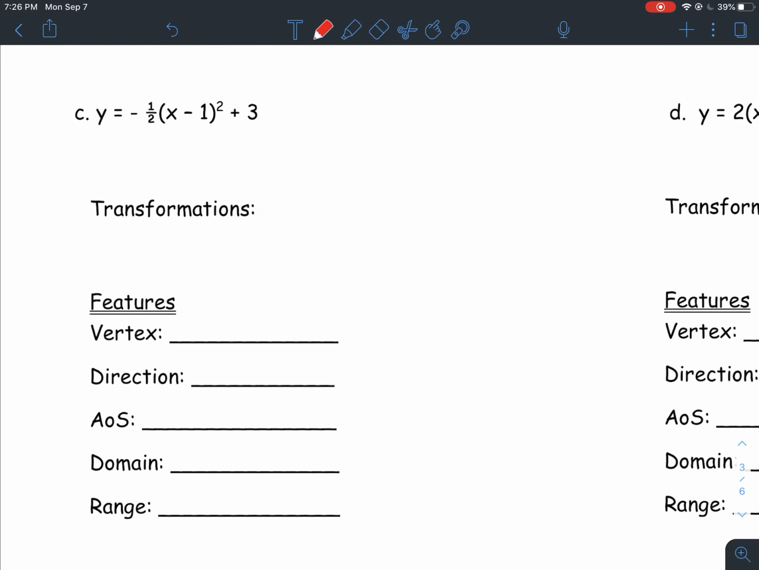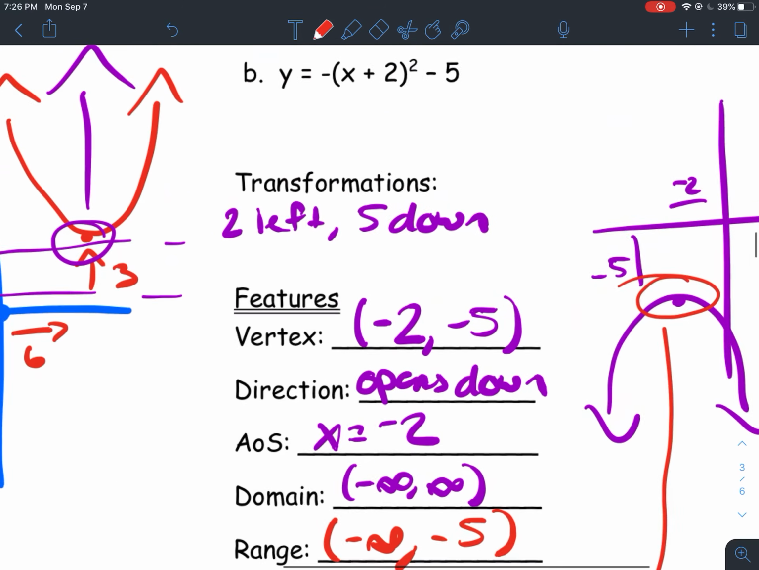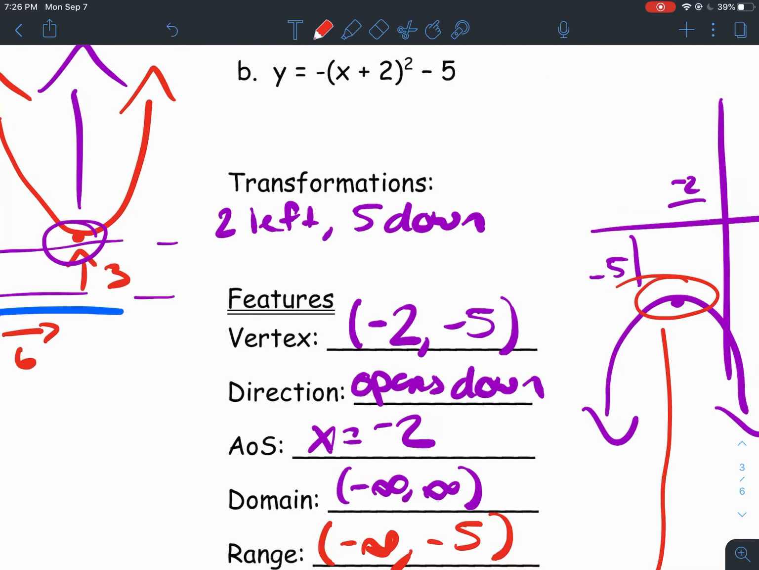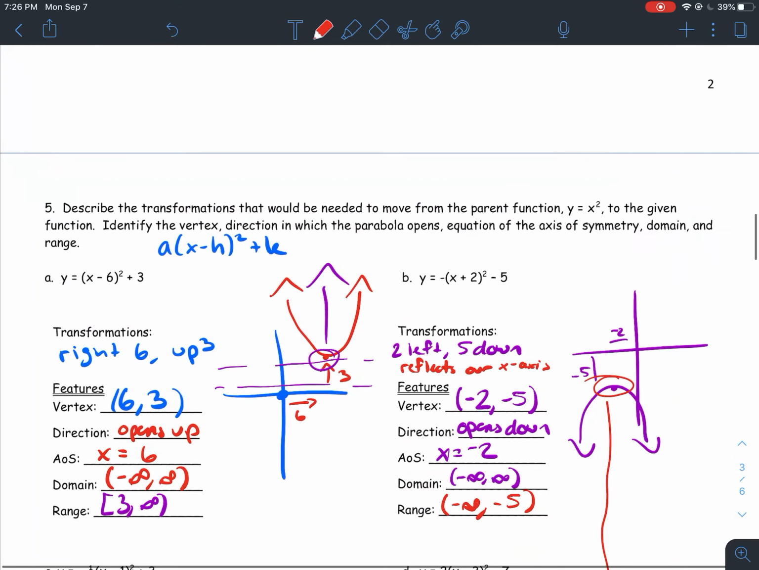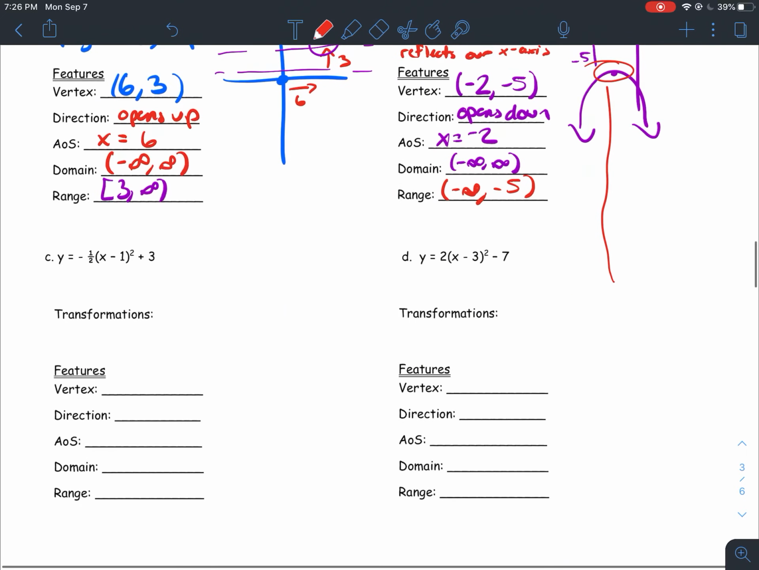All right. Next one. Oh, actually, I forgot to write the other transformation. I apologize. So we said it went 2 down, 2 left, 5 down. We should always say that, we should also say that it reflects over the x-axis, right? It reflects.